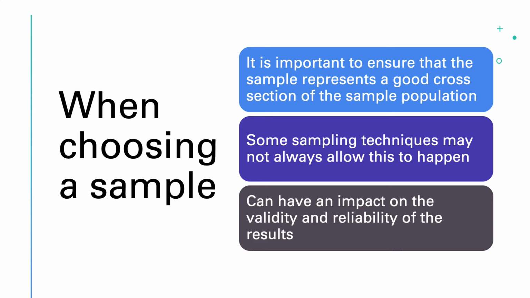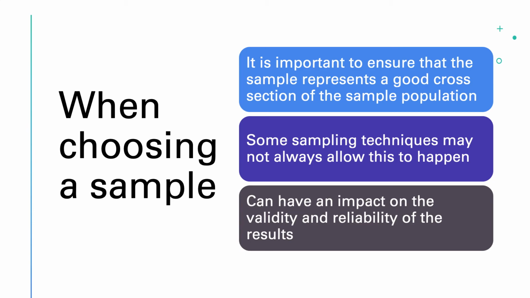Now, some sampling techniques don't always allow that to happen, like random sampling or opportunity sampling, which doesn't always allow you to be more specific about the people you ask. That can have an impact on the validity and the reliability of the results, as we've looked at in previous lessons.